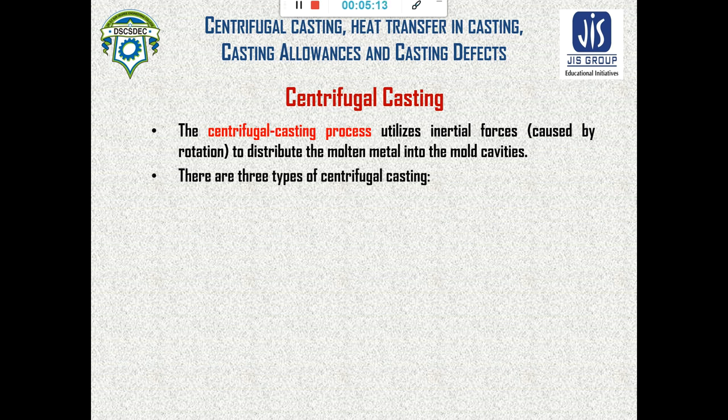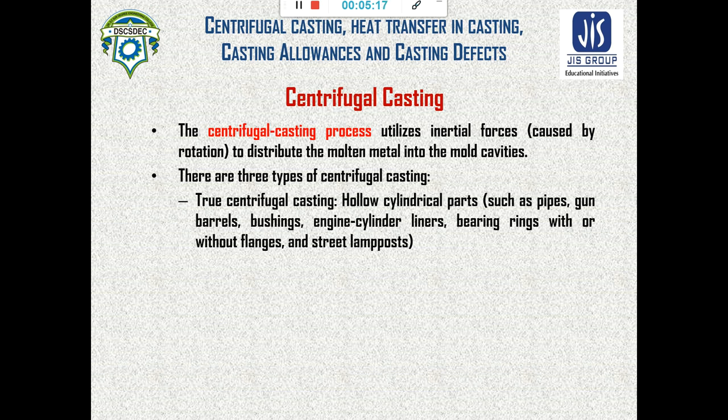And then there are three types of centrifugal castings. First, the true centrifugal casting. In that, hollow cylindrical parts such as pipes, gun barrels, bushings, engine cylinder liners, bearing rings with or without flanges, and street lampposts are the typical parts that can be made by true centrifugal casting. So in this true centrifugal casting, hollow cylindrical parts can be made.